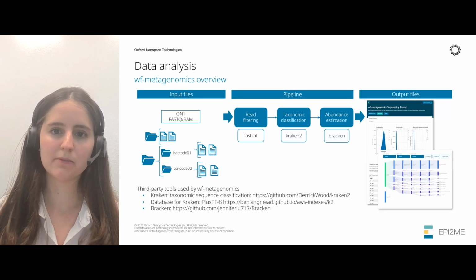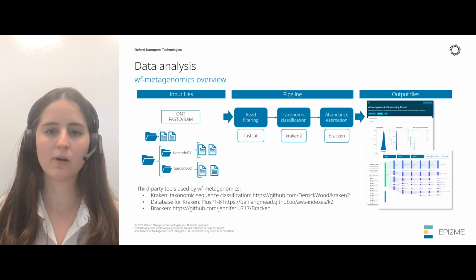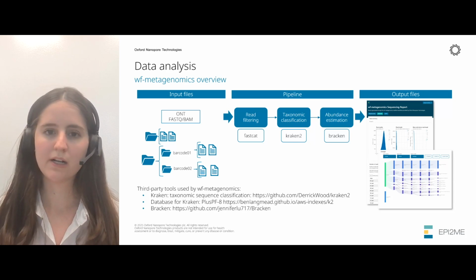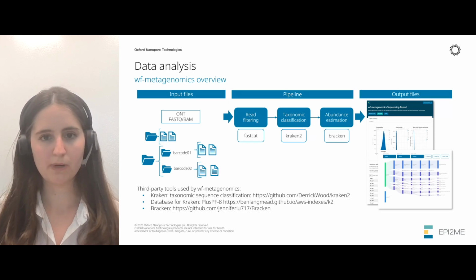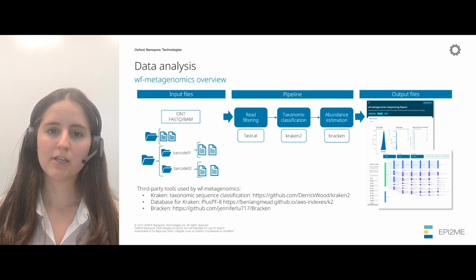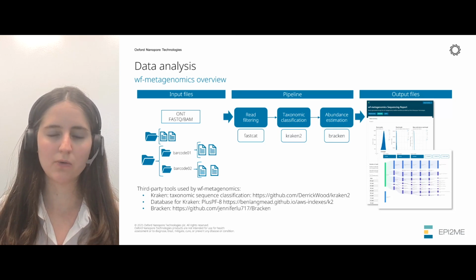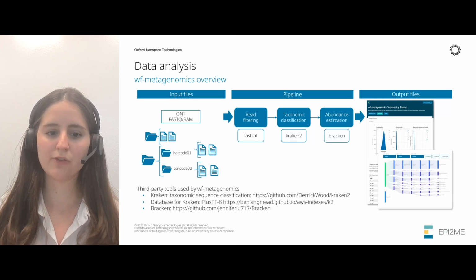The pipeline first performs read filtering based on the quality and length of the reads, and then it uses a third-party tool such as Kraken to perform the taxonomic classification of the reads. Finally, it estimates the abundances of the different taxa by using Bracken. The main output is an HTML report, which I'll show you later, that contains some information about the sequencing, the read length distribution, the accuracy, but also the taxonomic profile of the samples.